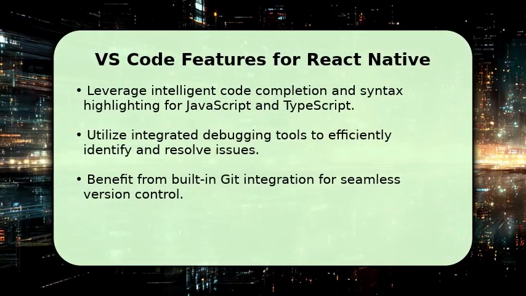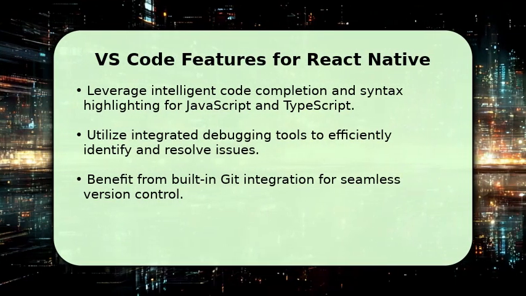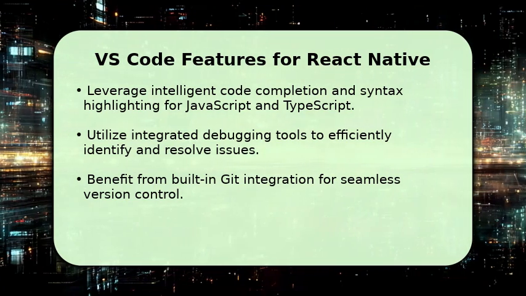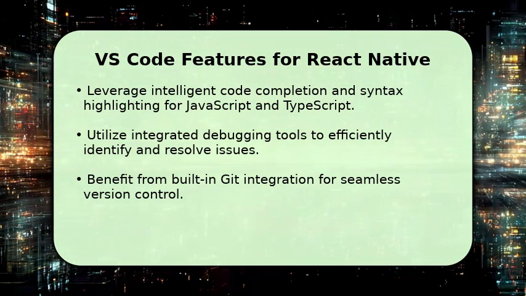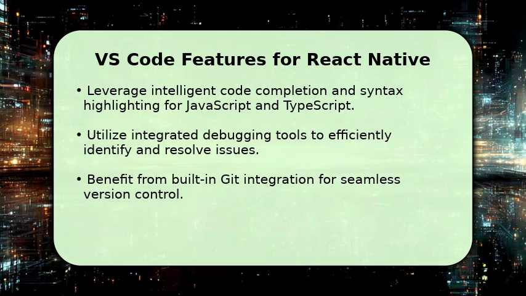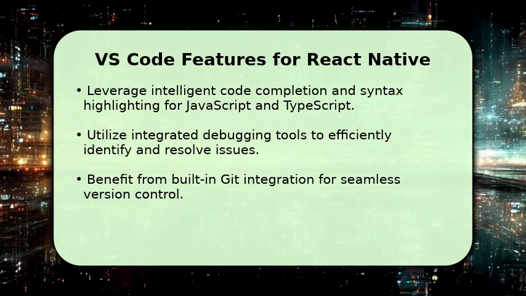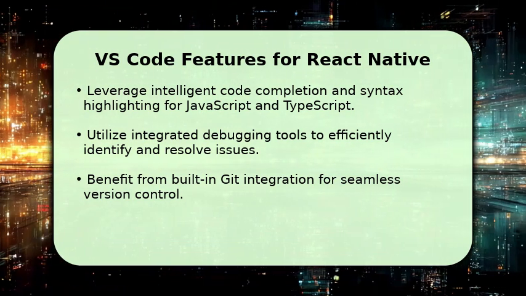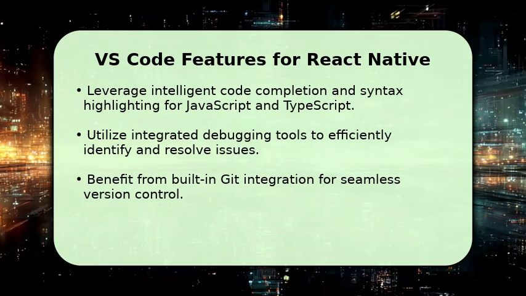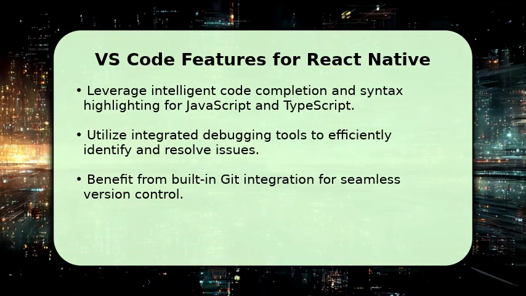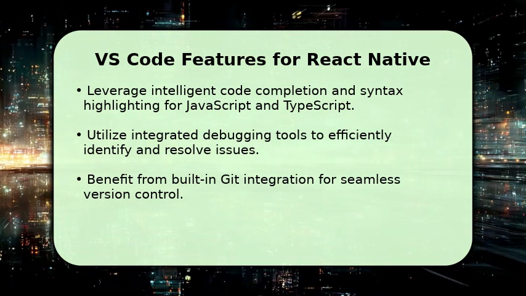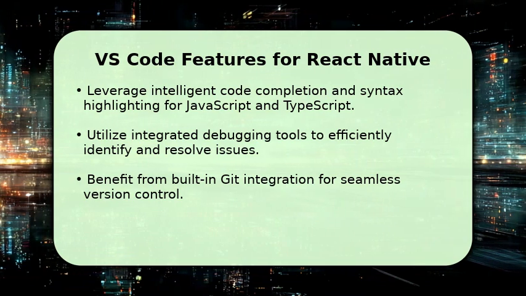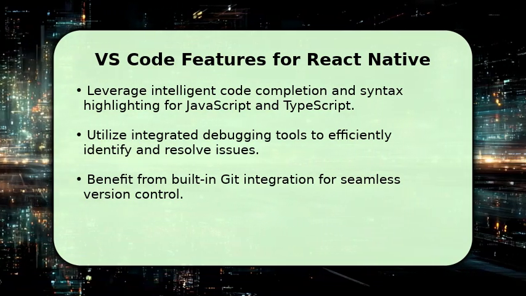VS Code offers a robust set of features tailored for React Native. Its intelligent code completion, powered by IntelliSense, significantly speeds up coding by suggesting relevant snippets and definitions. The integrated debugger allows you to set breakpoints and inspect variables directly within your editor, saving valuable development time. Plus, built-in Git integration simplifies managing your project's version history.